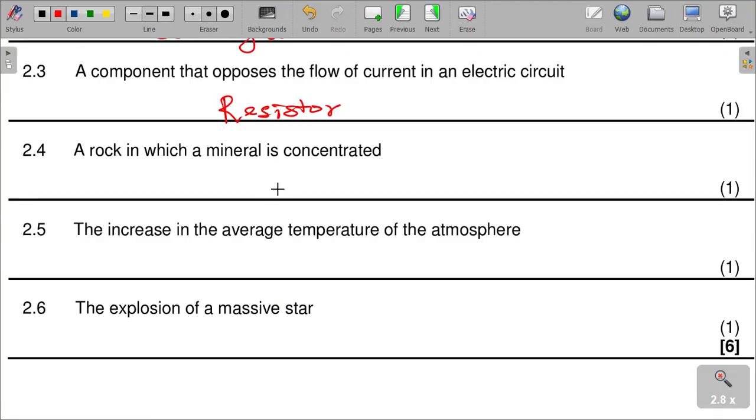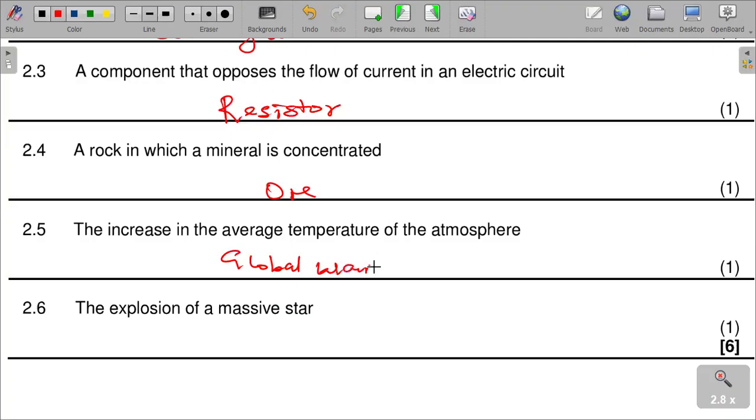I'm sure we have heard of the ores. We talk about it as an ore. An ore is a rock in which mineral is concentrated. An ore. The increase in the average temperatures of the atmosphere is called global warming.